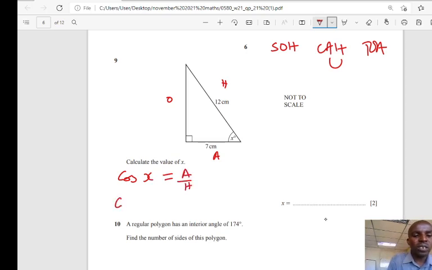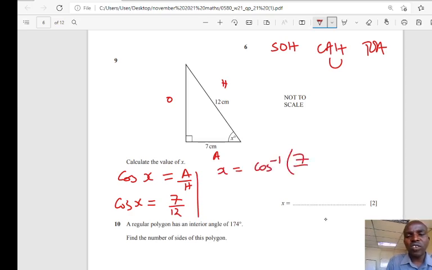Then you substitute: cos x is equal to adjacent 7 over 12. Then to get x, you say arc cos of 7 over 12. Arc cos of 7 over 12, you find your calculator, press second function, press cos, open bracket, 7 divided by 12 inside the bracket, close your bracket, equal sign.